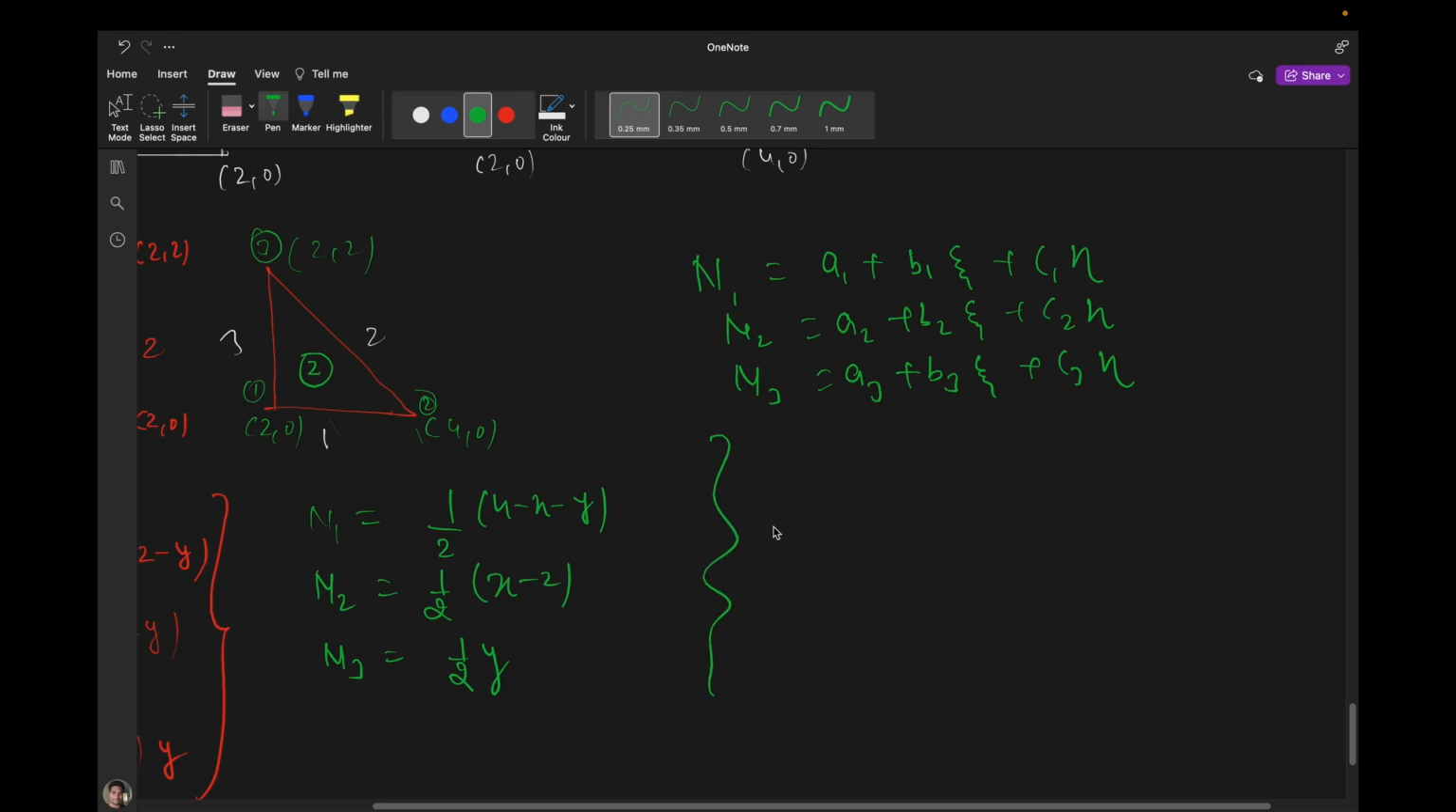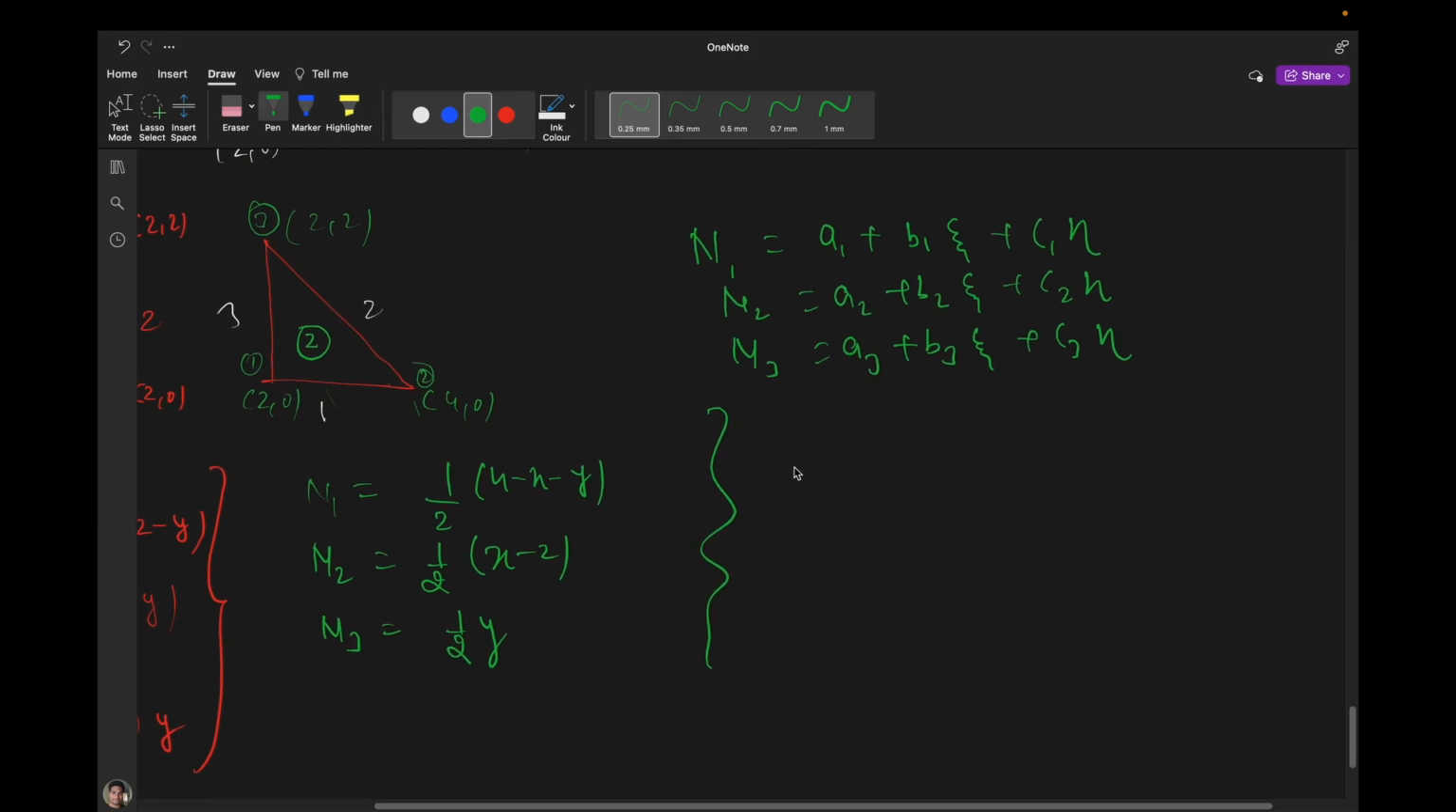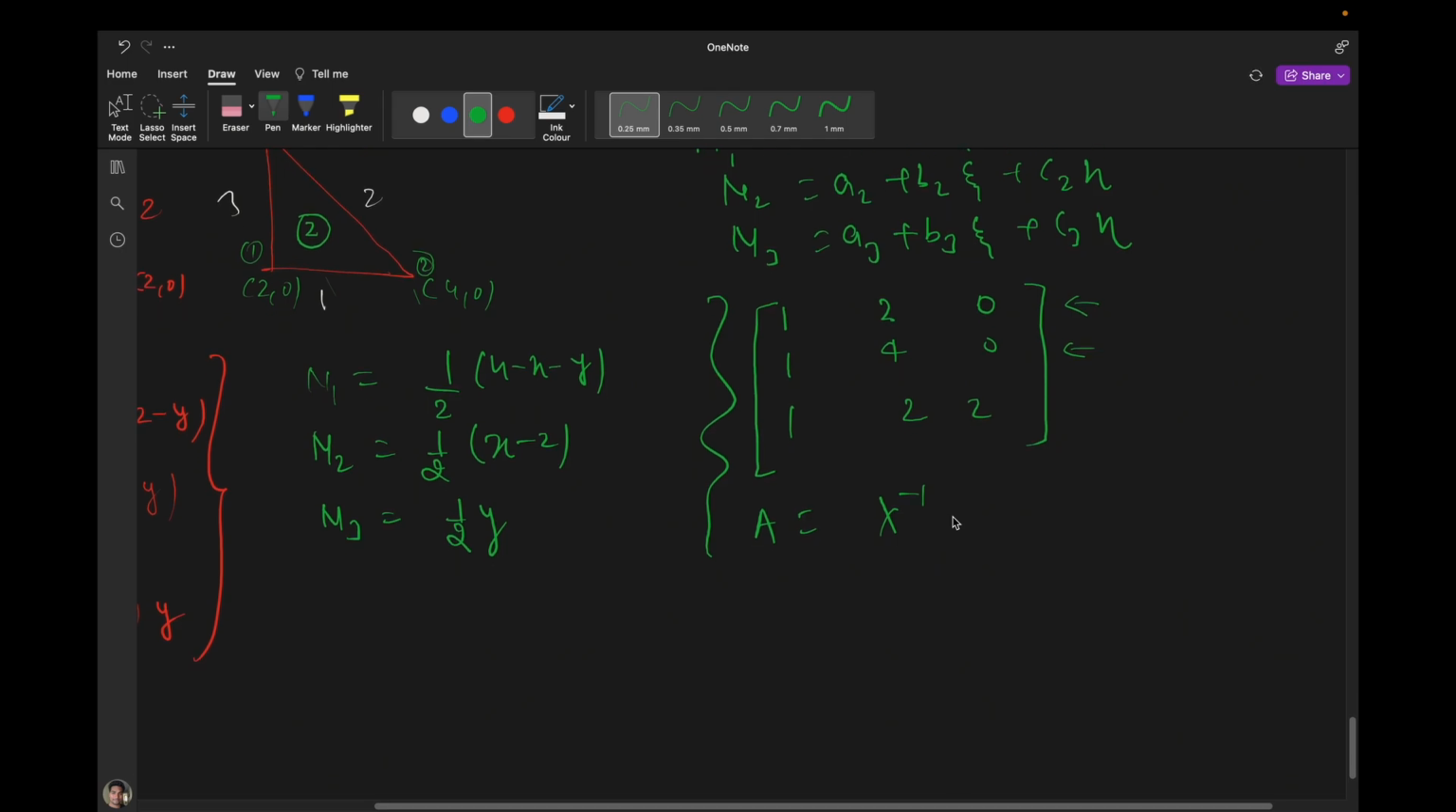If I want to get these coefficients, then A should be the inverse of this matrix. And what should be X? X should simply be all the coordinates: 1 2 0 for node 1, 1 4 0 for node 2, where the first column entries are all 1, and 1 2 2 for node 3.